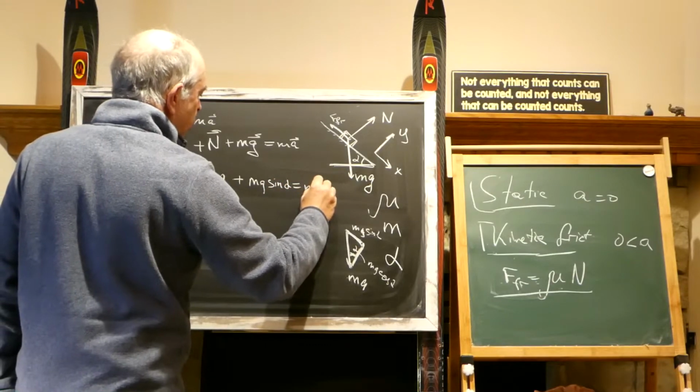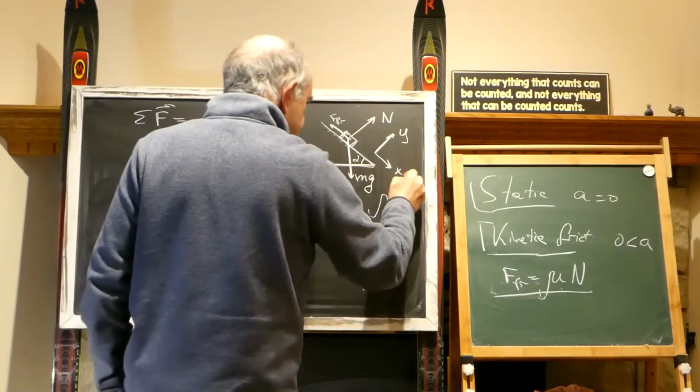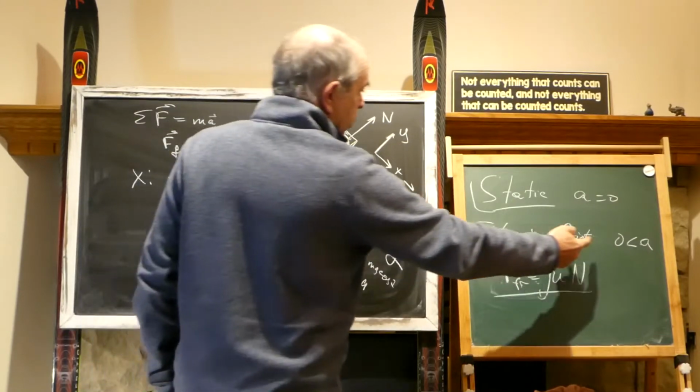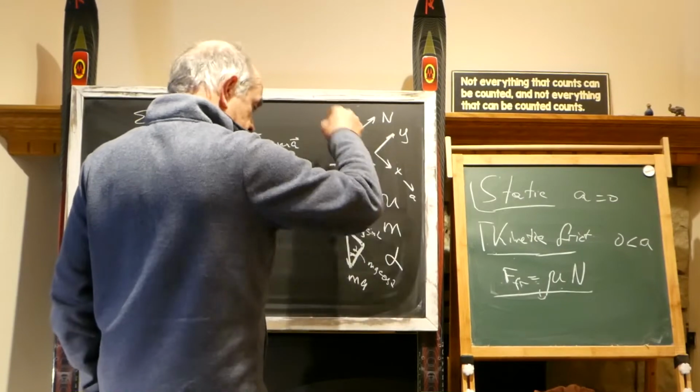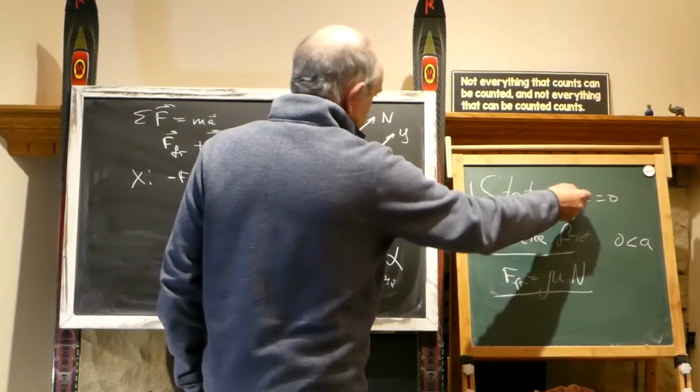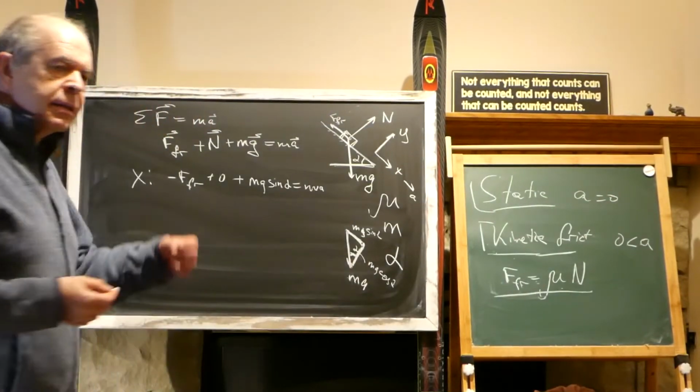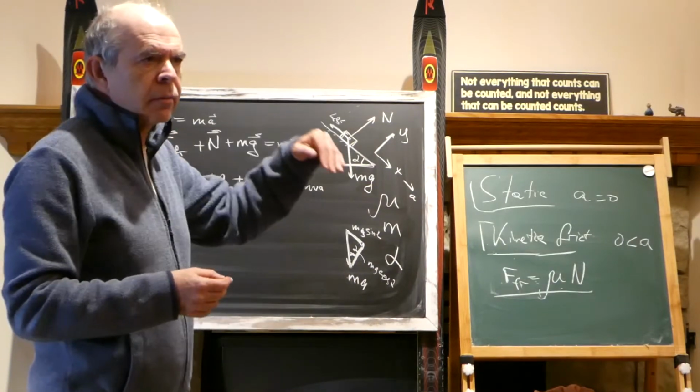F equals ma. Of course, if the body moves at all, it's a. It may be not moving. If it's moving this way because it's going down, it may be a equals 0. It means that the body is standing still or moving with a constant speed.